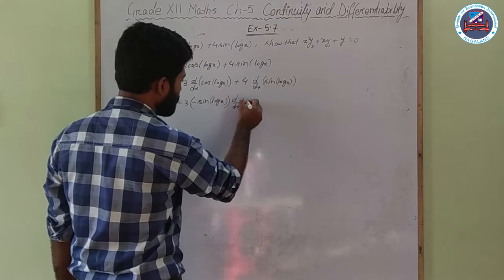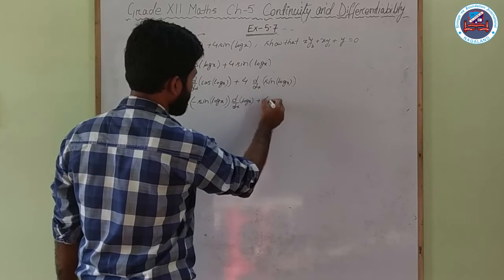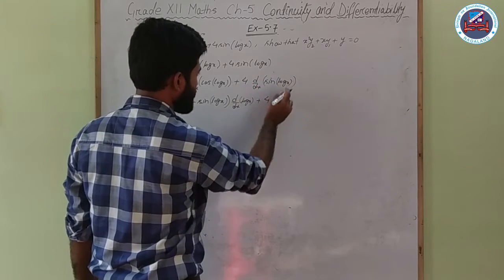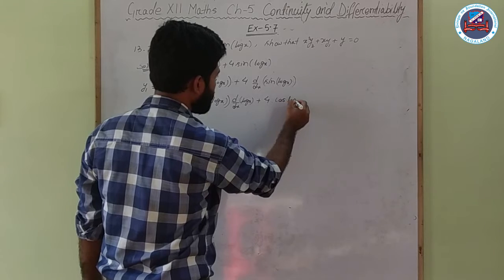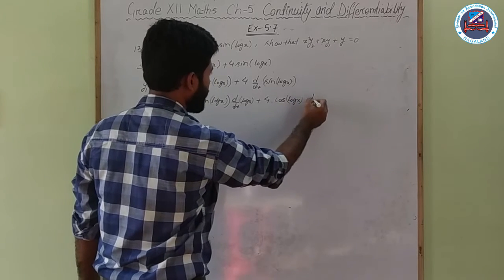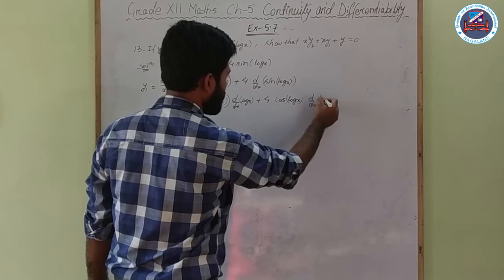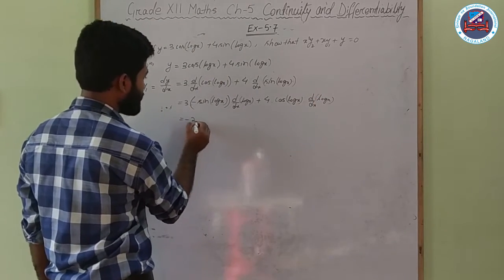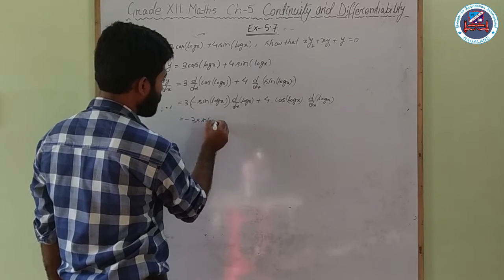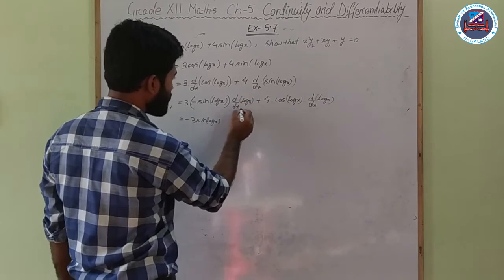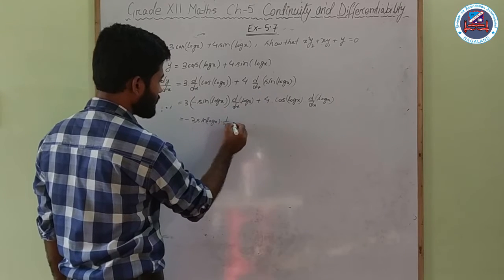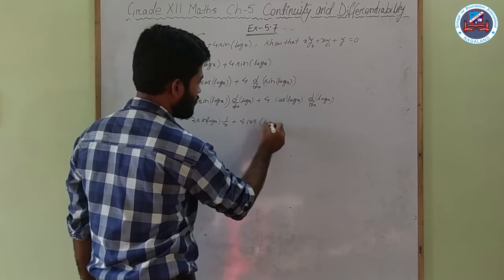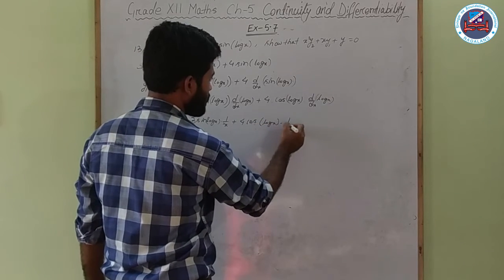That is d/dx of log x, plus the 4 here. Now d/dx of sine of log x will be, consider this as x, so it will be cos of log x. Again log x is not the x itself, so write d/dx of log x in it. This will give us minus 3 sine of log x into d/dx of log x, which will be 1 by x, plus 4 cos of log x, and d/dx of log x will give us 1 by x.